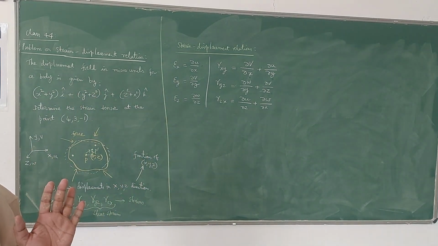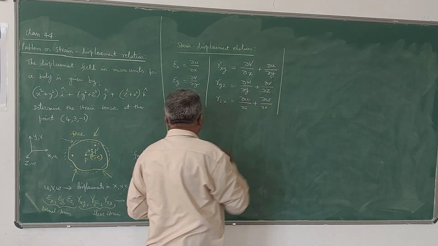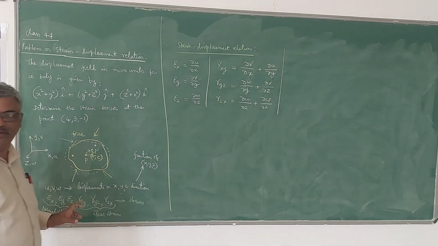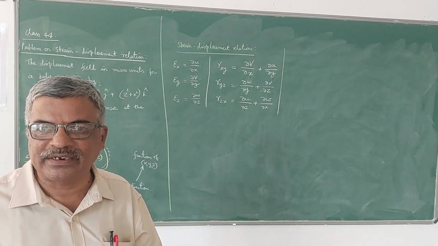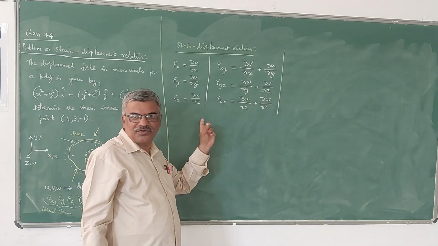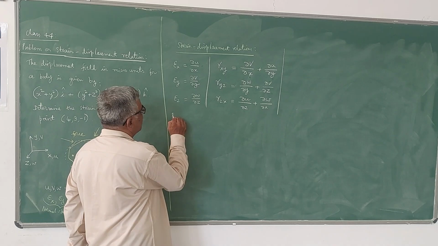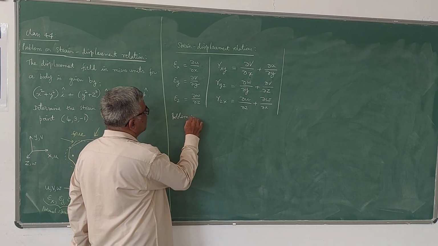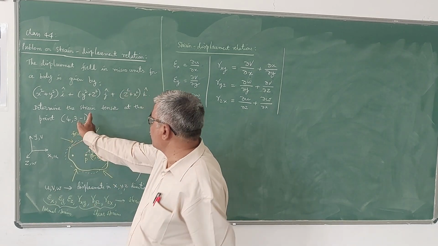Very easy to remember. So what they will do here is give u, v, w as functions of x, y, z at some point, and ask you to find these strain components. Got it? Now a problem. We have this problem in the other videos also, so I will take up a different problem. See here, this is the problem.